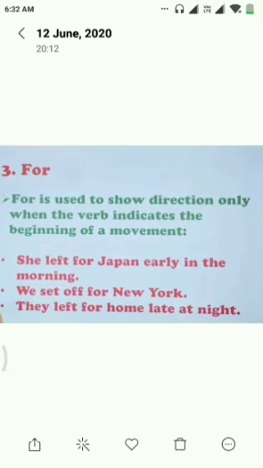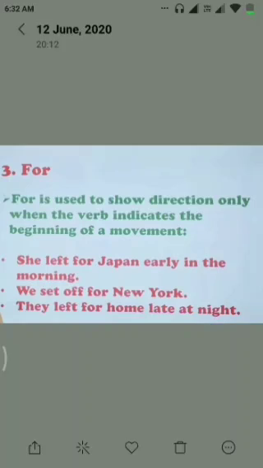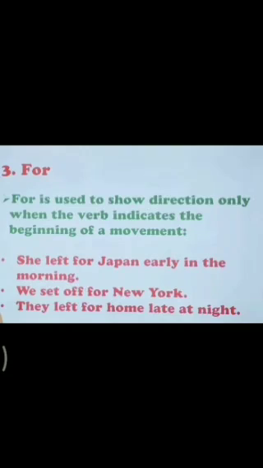For is used to show direction only when the verb indicates the beginning of a movement. For example, she left for Japan early in the morning. It shows that for is used to show direction. We set off for New York. They left for home late at night. So, for is always used to show direction only when the verb indicates the beginning of a movement.